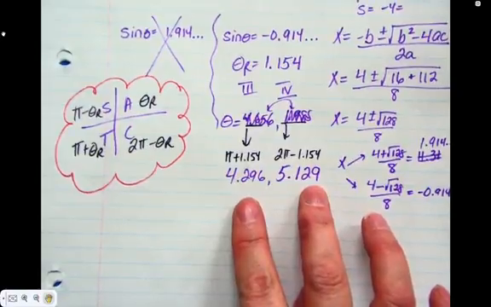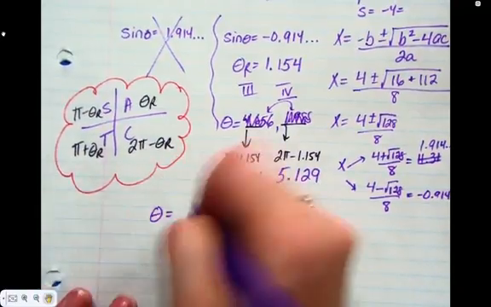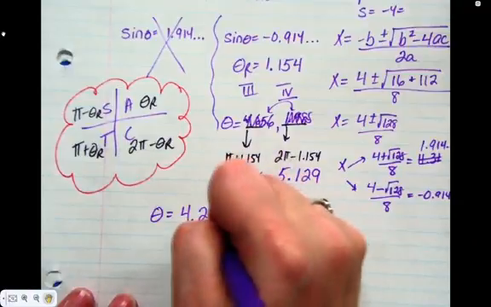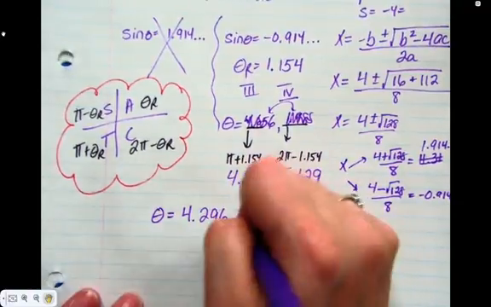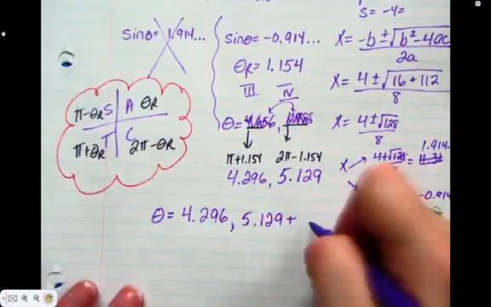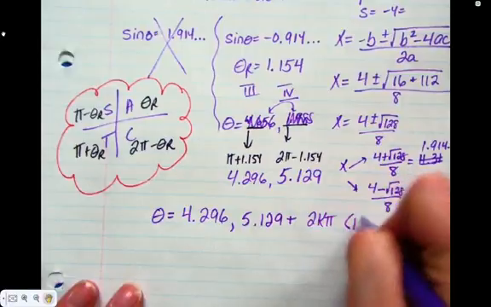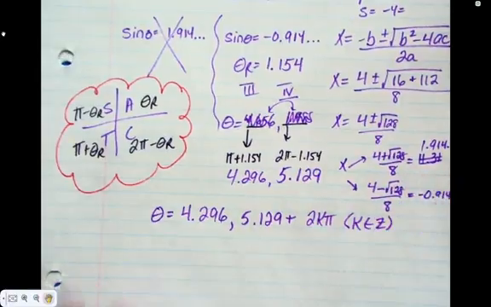Oh, but after all that, we're not done. Because what's the very, very last step? You got to go back up to the top. And so theta is 4.296, comma, 5.129, plus 2 pi n, where n is an integer.